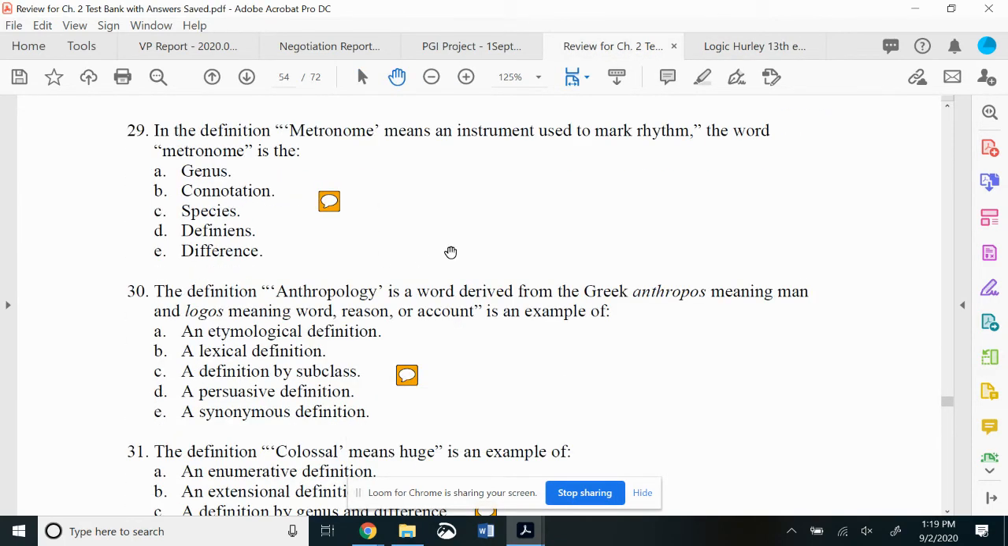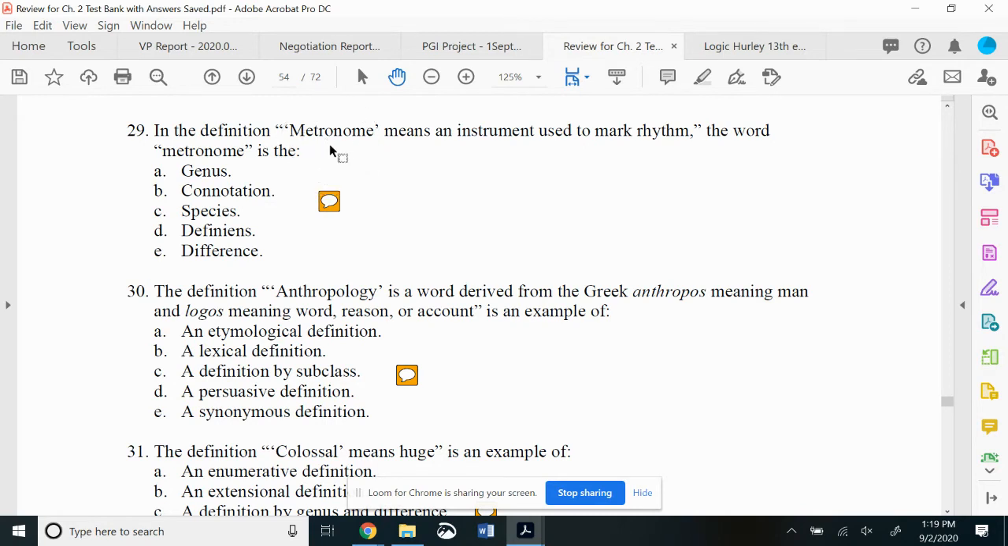So we're going to move to 29. The definition metronome means an instrument used to mark rhythm. The word metronome is... do I see 3 different things going on here? Yes, I see a description. I see something general, which could be the genus, and I see something specific, which could be the species. Is it? Oh, it is species.